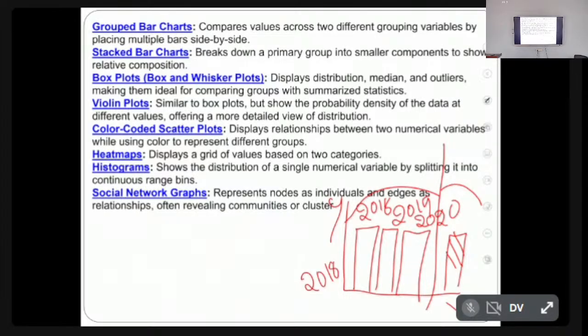Next one, heat maps. Heat maps display a grid of values on two categories.